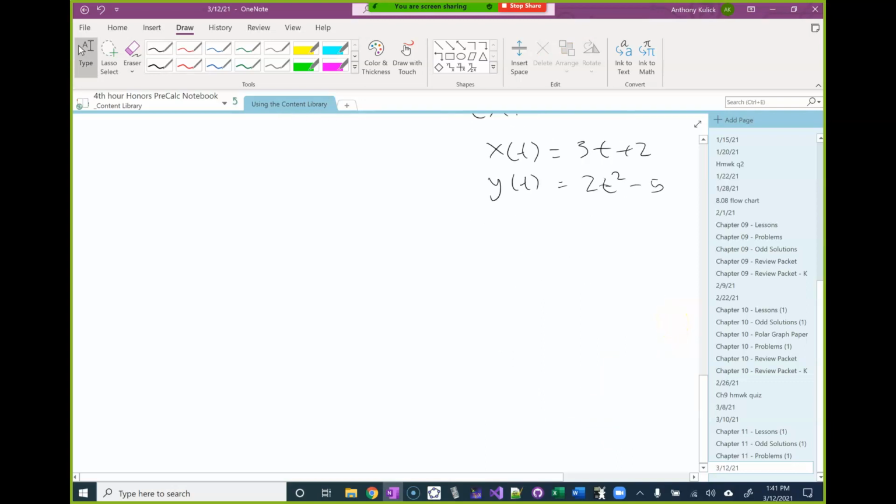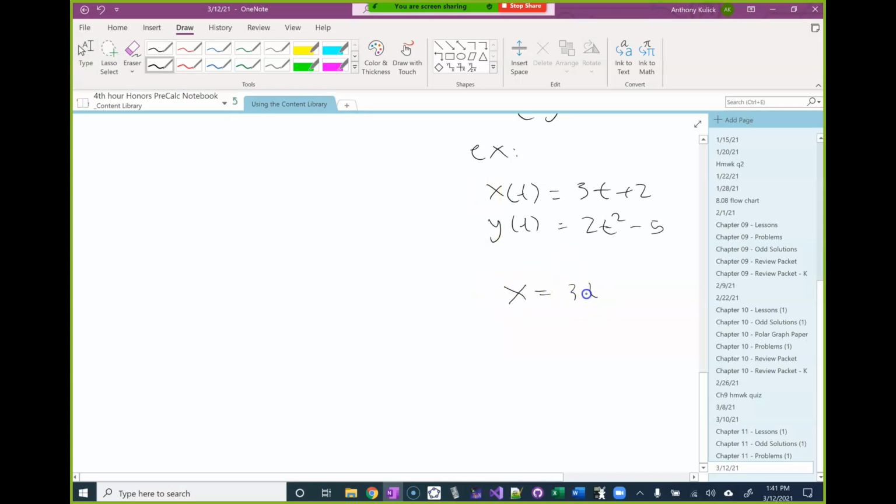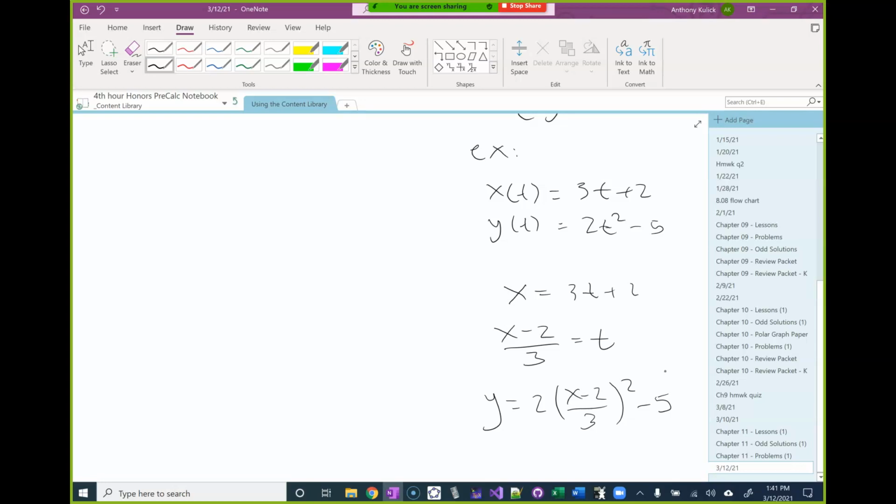I'm going to take the equation for x and write that in terms of t. So I'll just subtract the 2 over and divide by the 3 to get the t by itself. And then I can plug that into the y equation. And then I can simplify and I'm into rectangular form, right? Is that okay? Sophia?